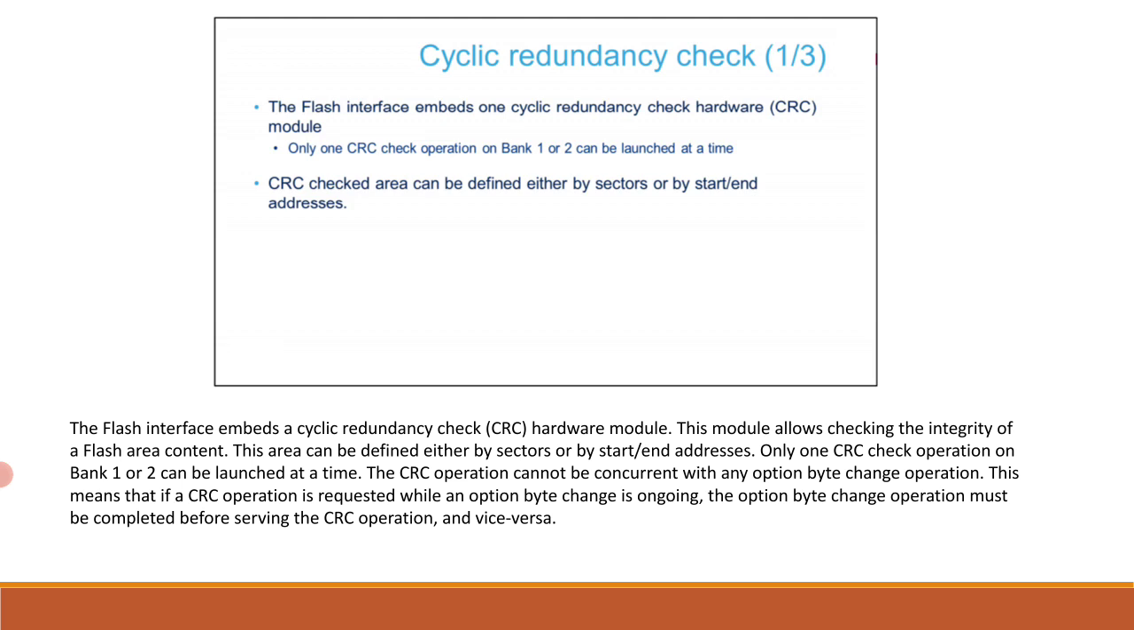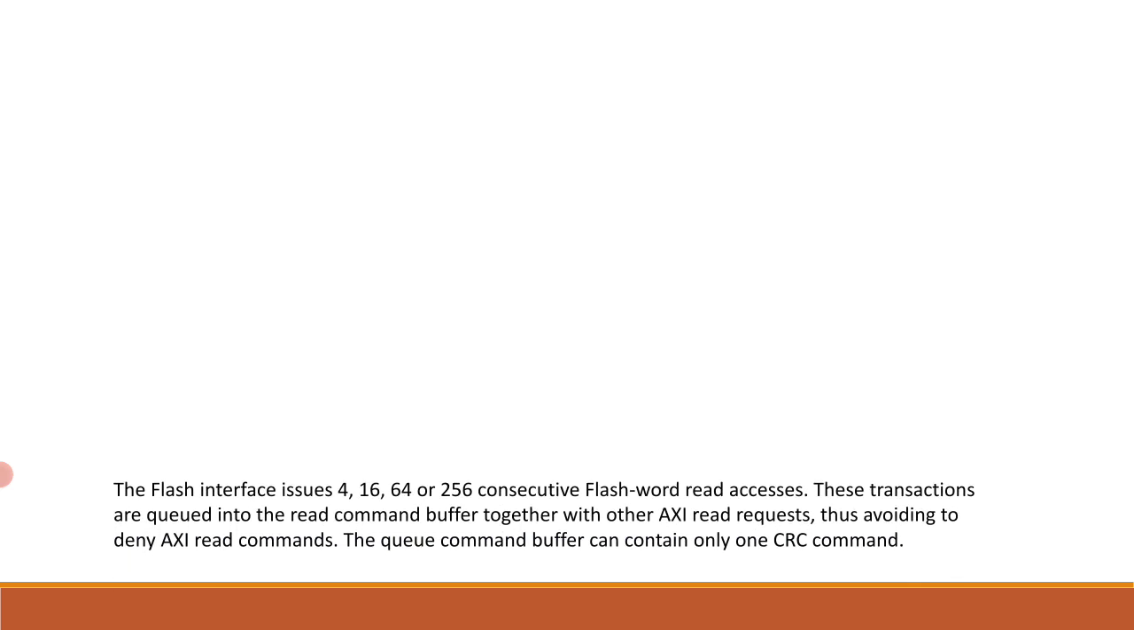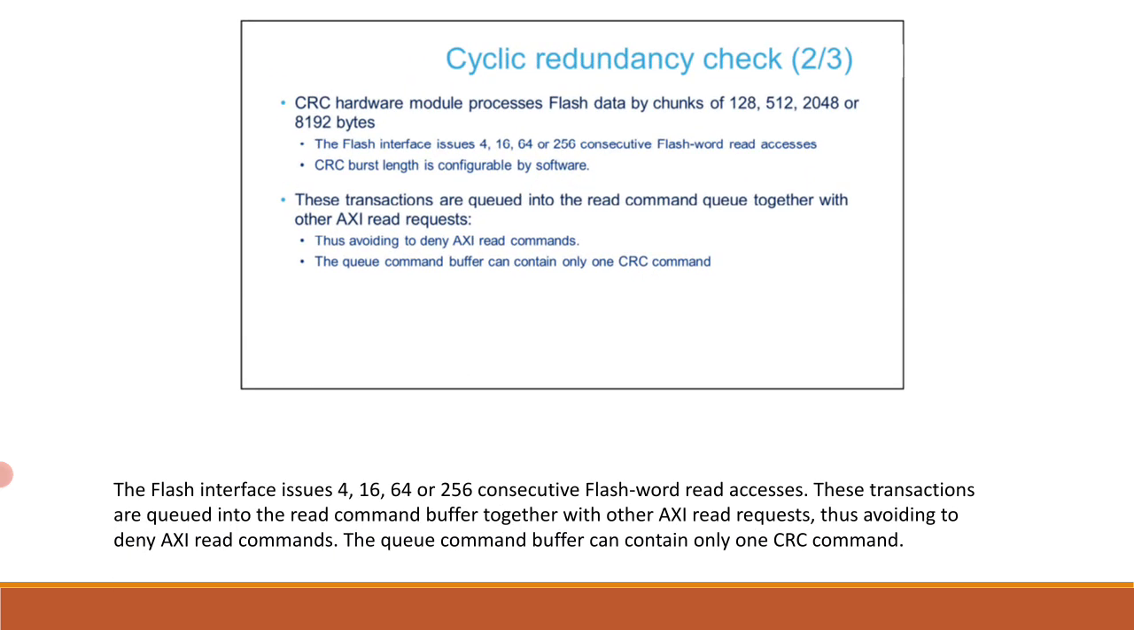So the flash interface issues 4, 16, 64 or 256 consecutive flash word read accesses. So let's look into that. These transactions are queued into the read command buffer together with AXI read requests, thus avoiding denying AXI read commands. The queue command buffer can contain only one CRC command. Okay.